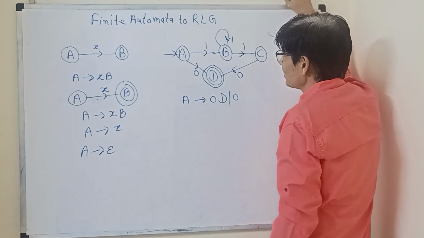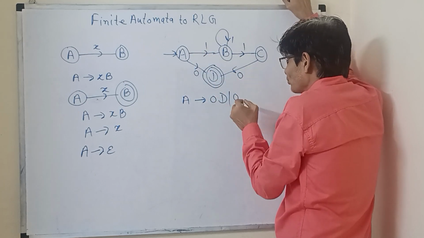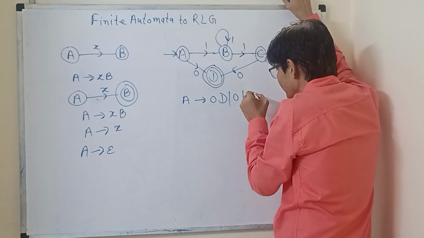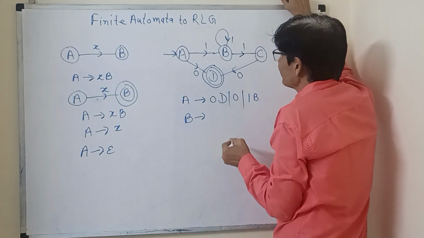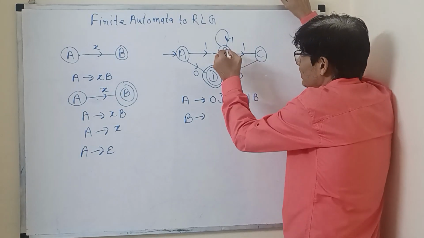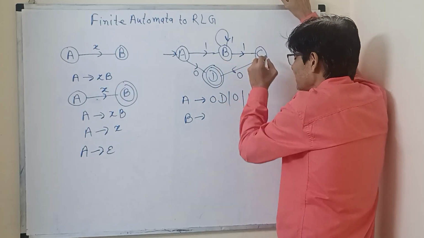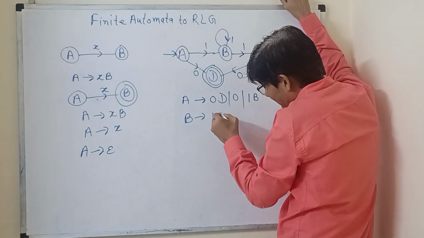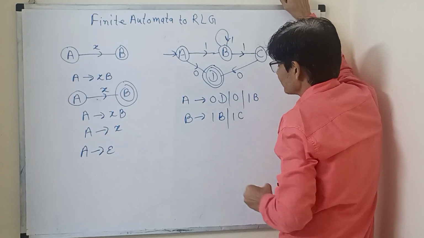A gives 0. Now on A, if we are applying 1, we are moving to B. So I can write 1B. Now on B, if we are applying 0, there is no transition of 0 for B. So on B, if we are applying 1, we can stay on B or we can move to C. So I can write 1B and 1C.